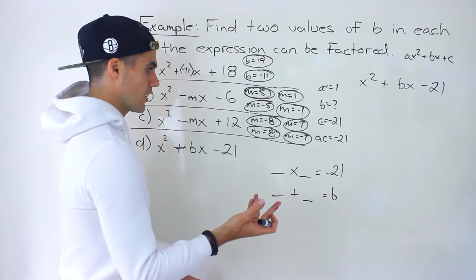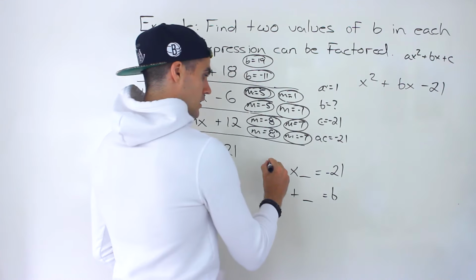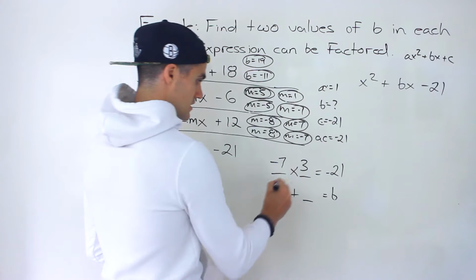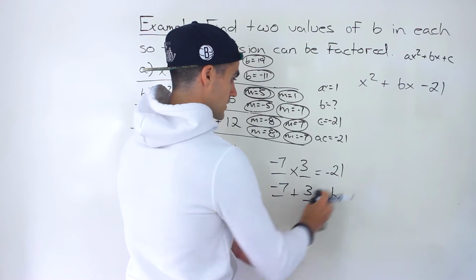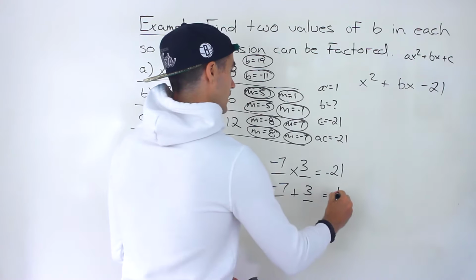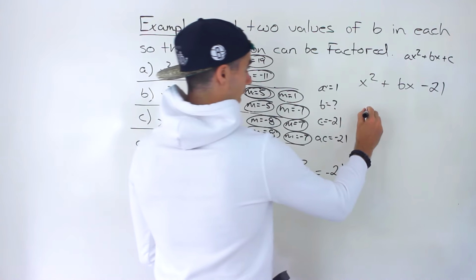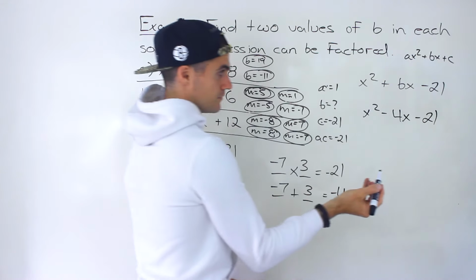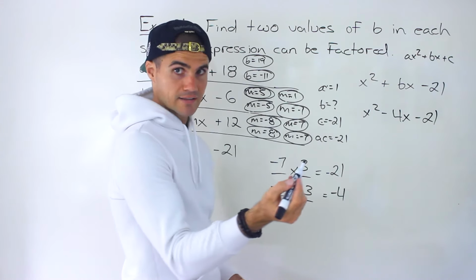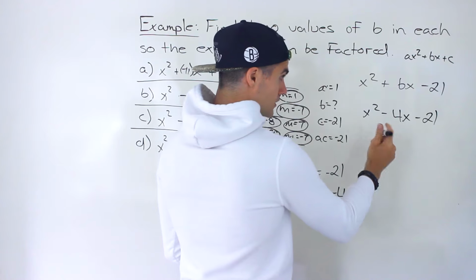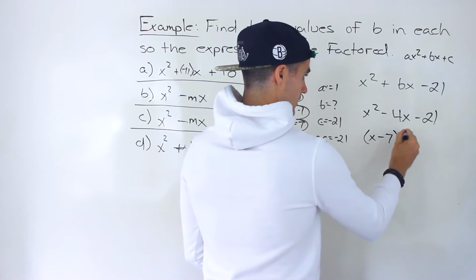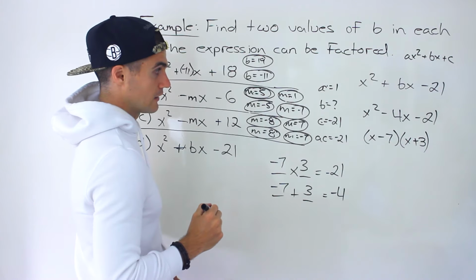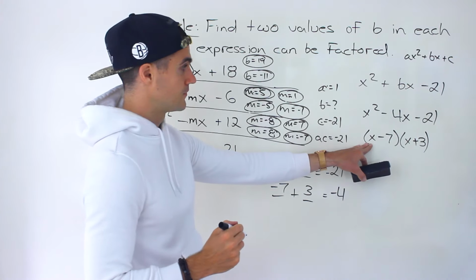Okay, so you could pick different combinations. So -7 and +3 work, right? -7 times 3 gives us -21. What's -7 plus 3 going to be? That's going to give us -4. So x squared minus 4x minus 21 is a quadratic that factors. If you do the decomposition process, which we've gone through countless times, I'm just going to give you the final answer, it's going to factor into that.